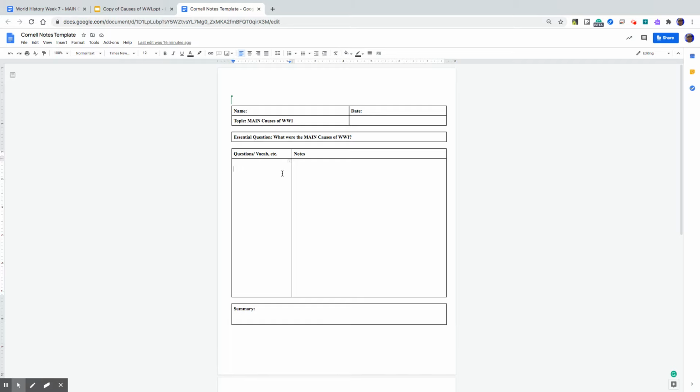So the blue is actually going to, you can still include headings and vocab and questions in there, but please, the stuff in blue, put it on the left-hand side of the line. The stuff underlined in white, put on the right-hand side of the line. Don't forget to add your name to this activity. We already got the topic on there for you. And the essential question, what were the main causes of World War I?